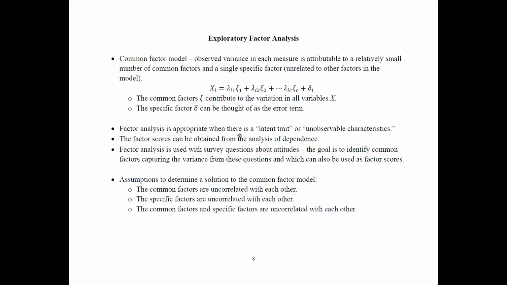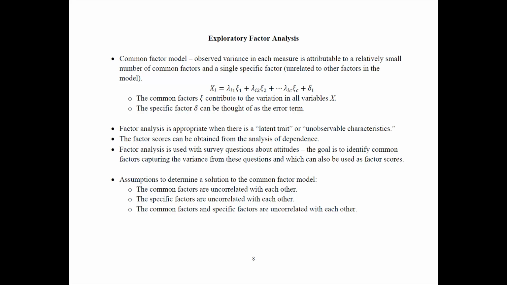Now, factor analysis would be appropriate when there is a latent trait or unobservable characteristic. So if we know that there are some factors that explain the data, but we can't measure or observe them very well, that's a good scenario to apply factor analysis. One of the useful things about factor analysis is that factor scores can be obtained from the analysis for use in dependence analysis. Instead of using the original variables, you could now use the factor scores that represent the data. Factor analysis is typically used with survey questions about attitude, and the goal here is to identify common factors capturing the variance from these questions, which can also be used as factor scores.